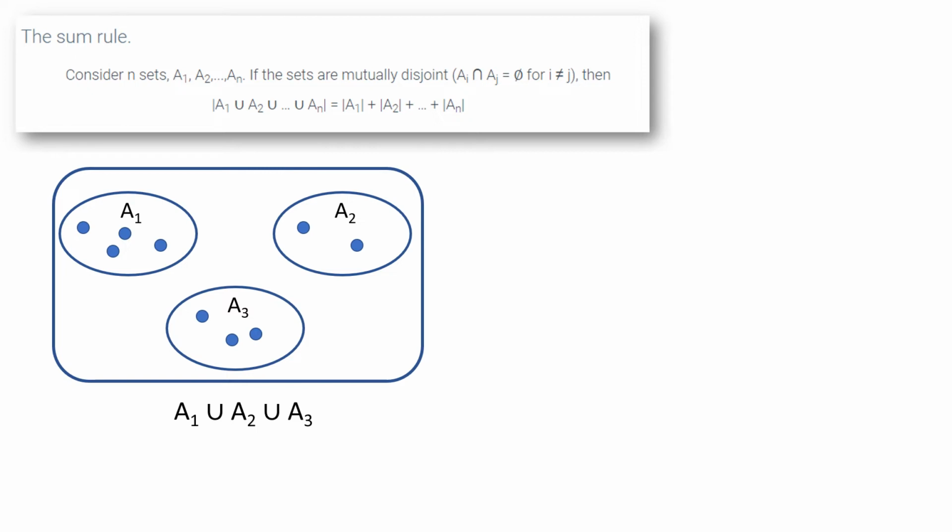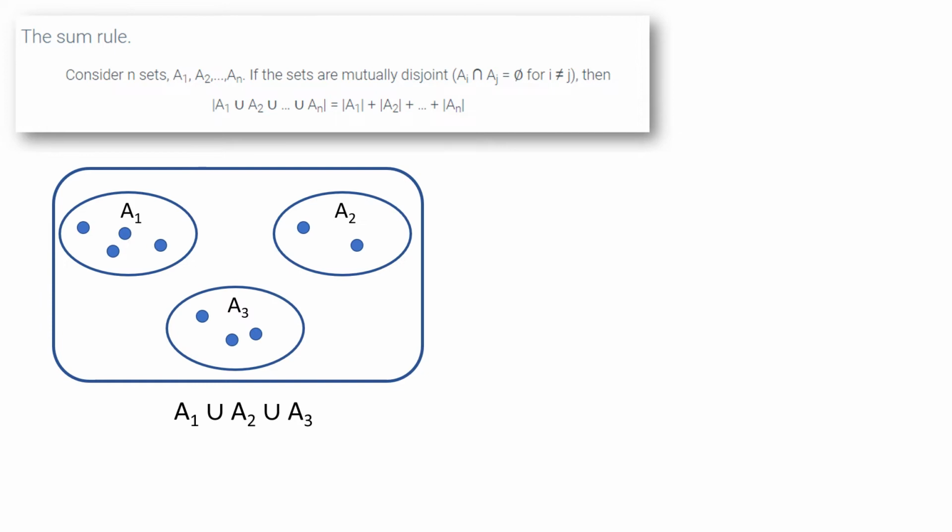So if we have these mutually disjoint sets, then now we're taking the union of all of the sets. So we're taking the union, but we have the lines along the outsides, which means we want to know how many elements are in the union. So the number of elements in that union would be equal to the number of elements in the first set plus the number of elements in the second set, and so on. So we just add the elements in each set, add the elements up, and we get the number of elements in the union.